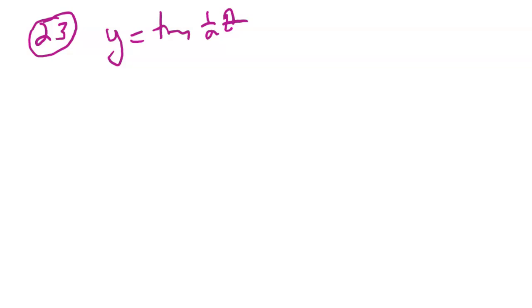All right, number 23. We got y is equal to tangent of 1/2 theta. If there's something you have to remember, all the trigonometric functions have a period of 2 pi with the exception of tangent and cotangent. Tangent and cotangent have a period of pi.